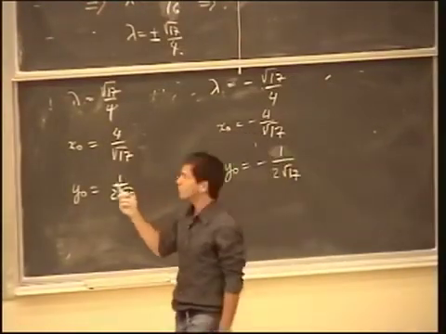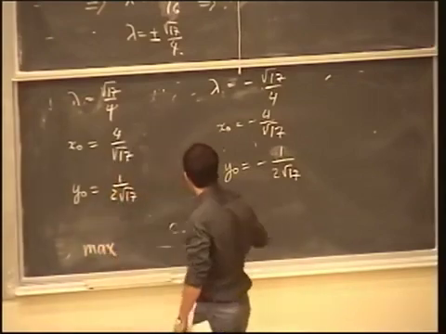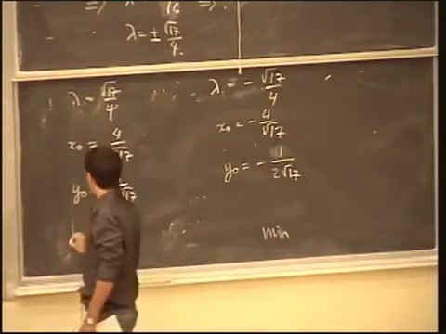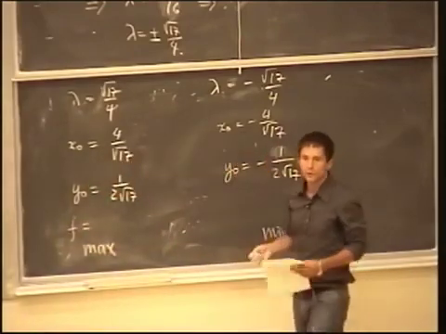And in this particular case, it's clear which one is the maximum and which one is the minimum, because we can see it clearly on the picture. But in general, it may not be so obvious. So what you should do is substitute them into your function and calculate the value. The one for which the value is bigger will be the maximum, and the one for which the value is smaller will be the minimum.